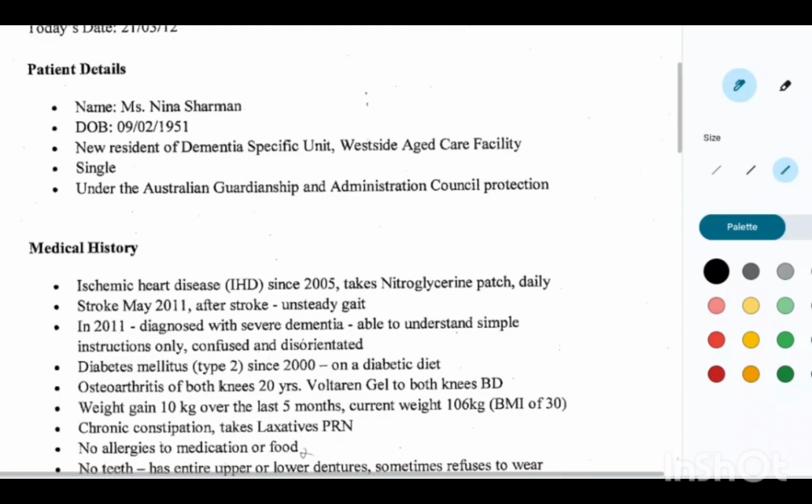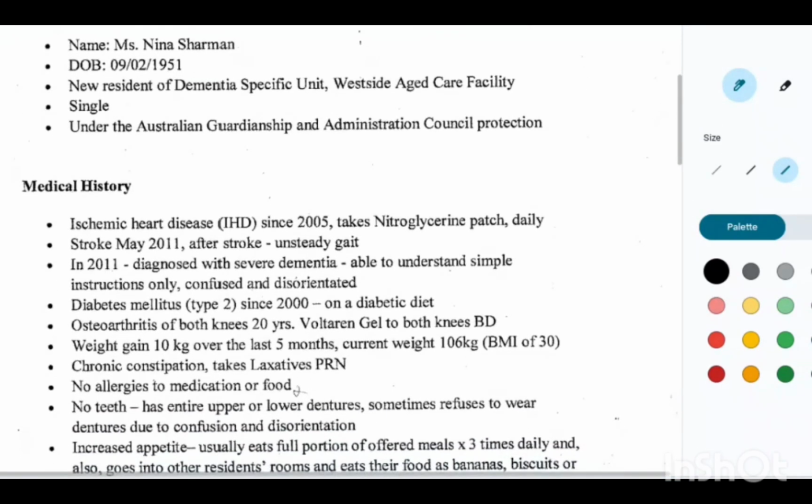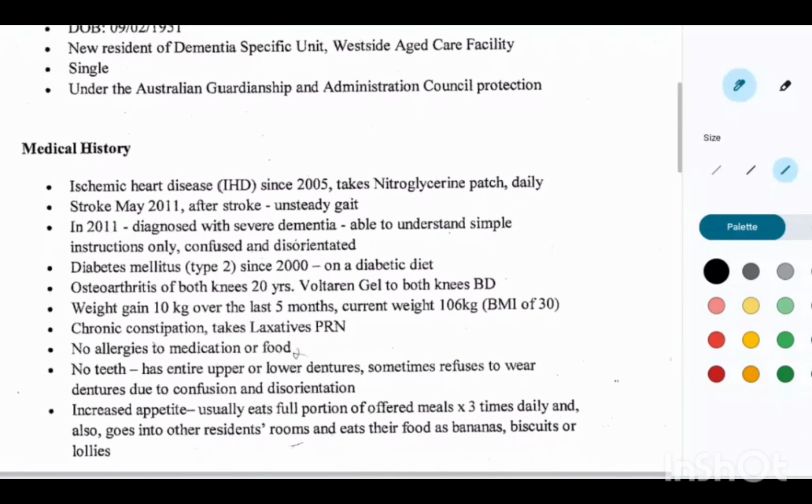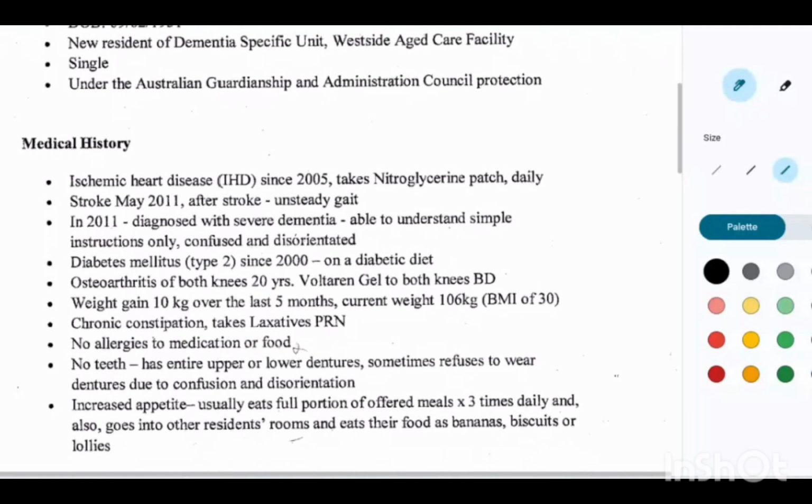Weight gain of 10 kilograms over the last 5 months. Current weight is 106, with a BMI of 30. Chronic constipation, takes laxatives PRN. No allergies to medication or food. No teeth, has entire upper and lower dentures, but sometimes refuses to wear dentures due to confusion and disorientation. Increased appetite: usually eats a full portion of offered meals 3 times daily, and also goes into other residents' rooms and eats their food such as bananas, biscuits, or lollies.